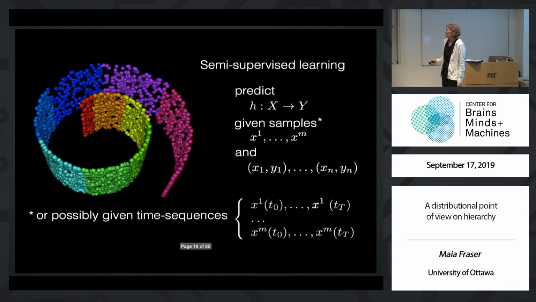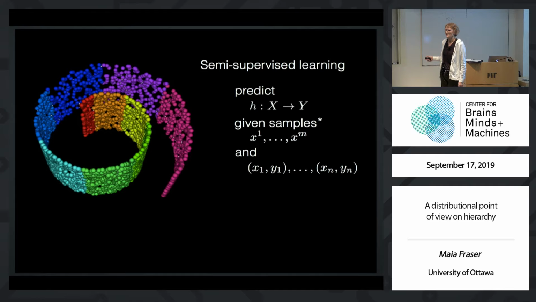However, if we additionally allow ourselves samples that are just samples from X, then we have an algorithm that can take advantage of these samples from X to improve its performance, let's say, on the actual supervised learning task. Then this is a semi-supervised algorithm. So manifold learning is considered to be an example like this, and there are various other ones.